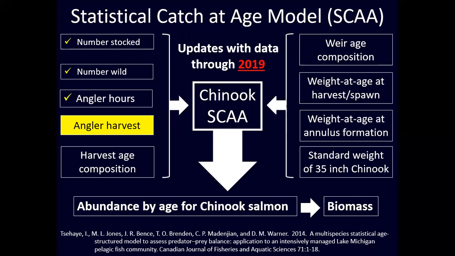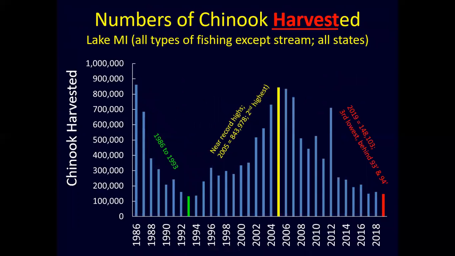So next I'll take a look at angler harvest for Chinook salmon, which is plotted here. This is for all types of fishing except for stream. And generally, we've seen some increases and decreases in harvest. From 1986 to 1993, harvest generally decreased. During the same time period, stocking was actually very high and increasing, but harvest was relatively low.